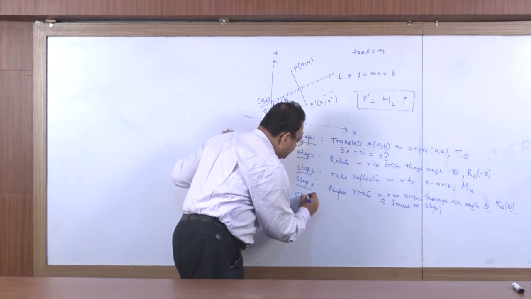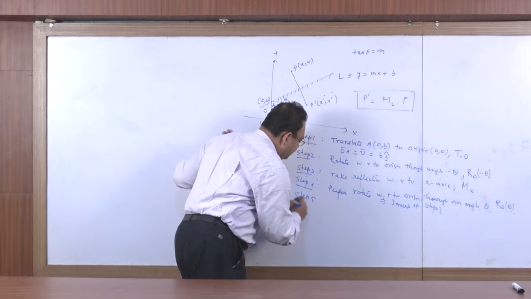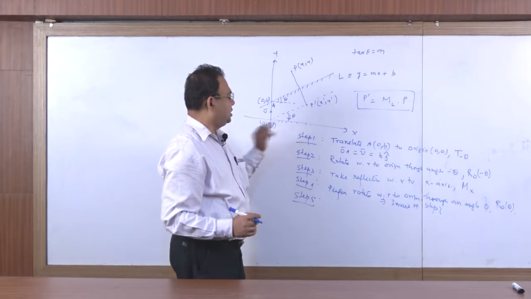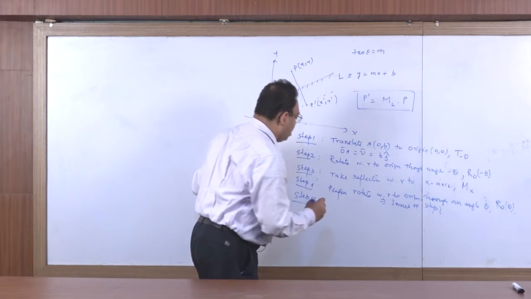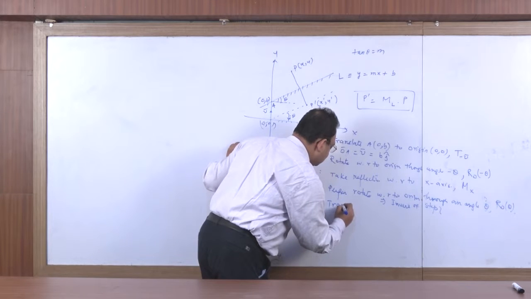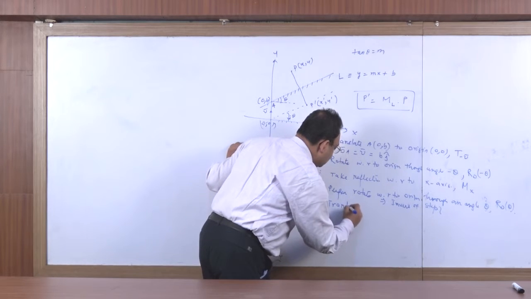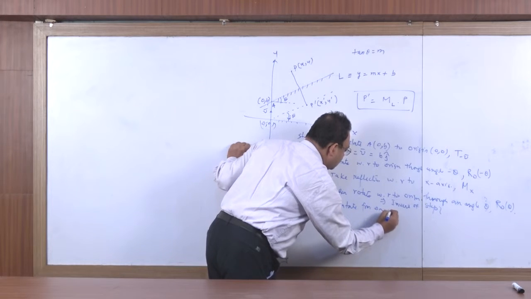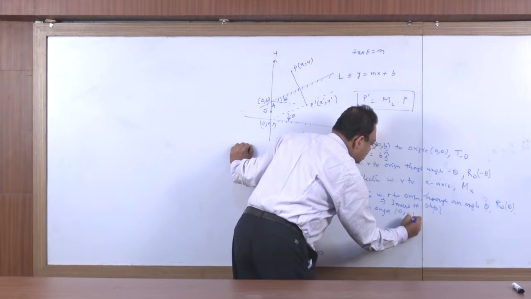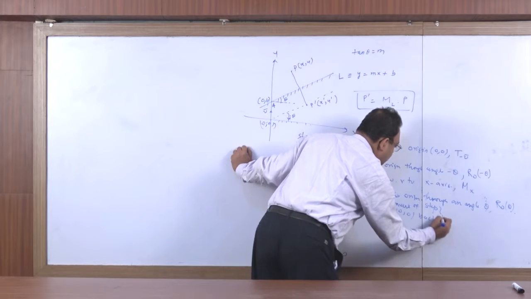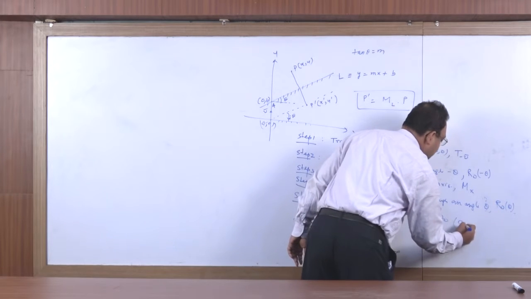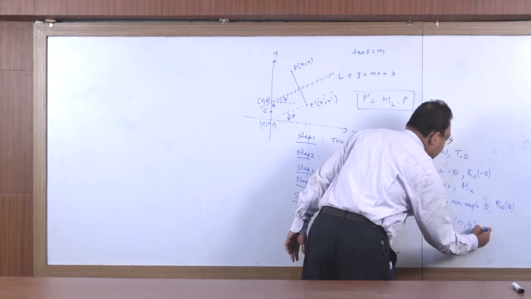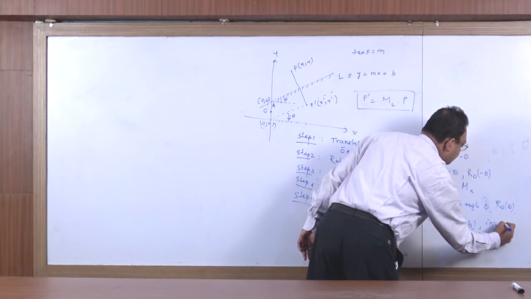Now step 5, which is the inverse of step 1, that is, translate from origin 0 0 back to 0 b. This is nothing but the inverse of step 1.